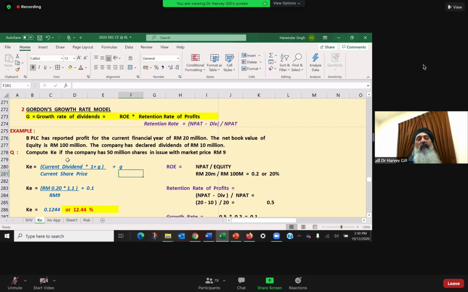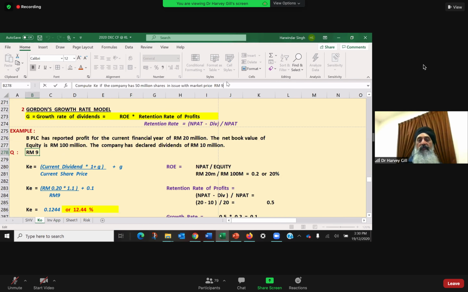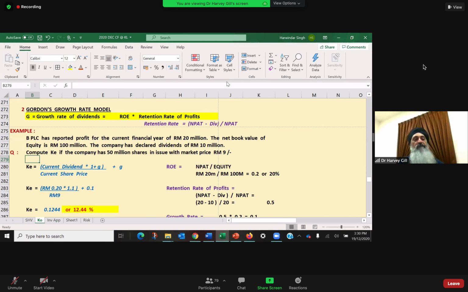So what would be the KE if the company has 50 million shares in issue and the current market price is 9 ringgit of each share? Ringgit. Let me make it like that. Looks prettier. So we know KE is next year's dividend, which is current dividend multiplied by 1 plus G, divided by current share price, plus G. And the background information to work out G first.